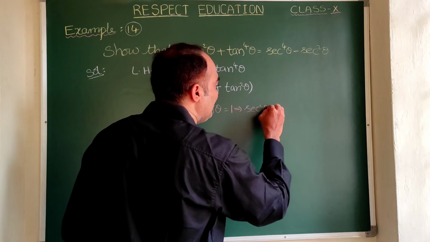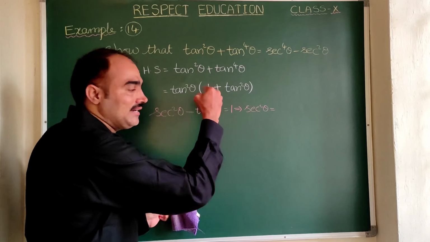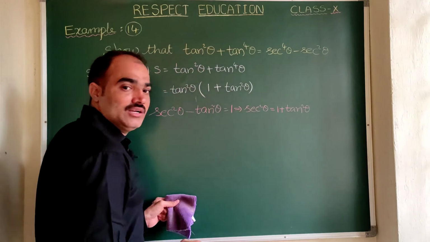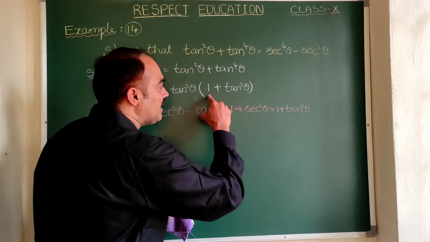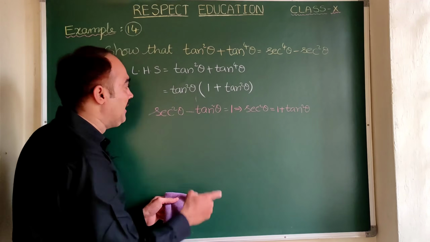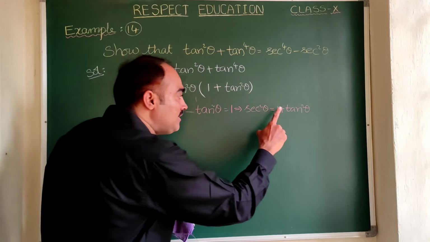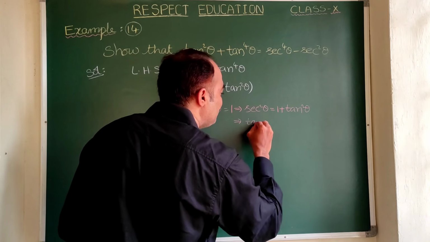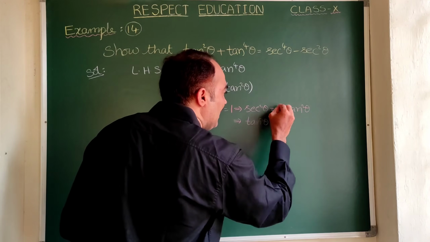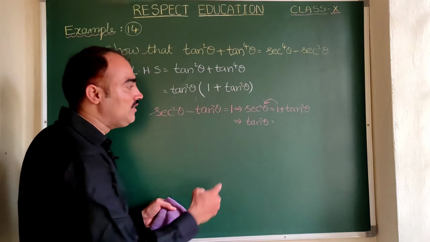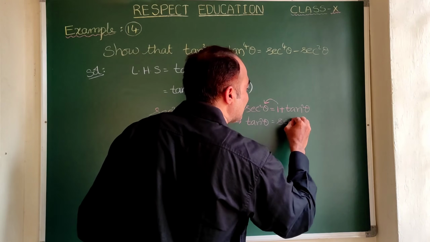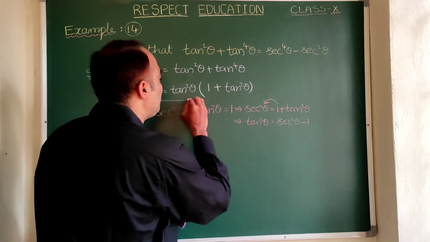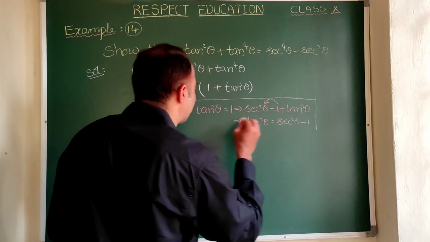Secant square theta is equal to 1 plus tan square theta. Is it clear? So in this step, in place of 1 plus tan square theta, we can write secant square theta. And now what about tan square theta? From this step, you keep the tan square theta on that side and send the 1 to this side. Then it will become secant square theta minus 1. Is it clear? Now we are going to use these formulas in the next step.